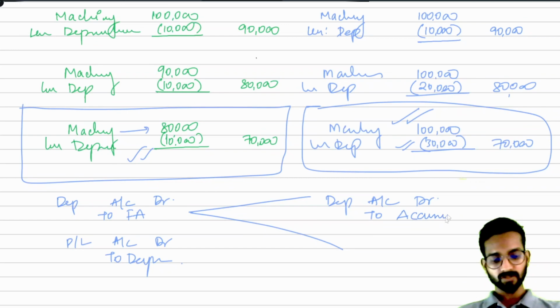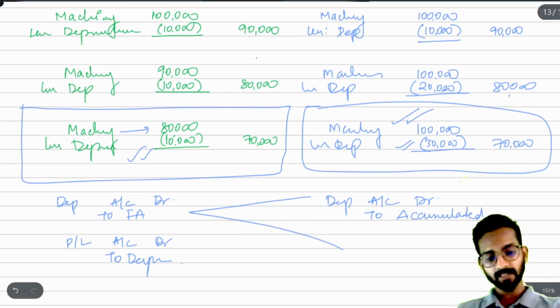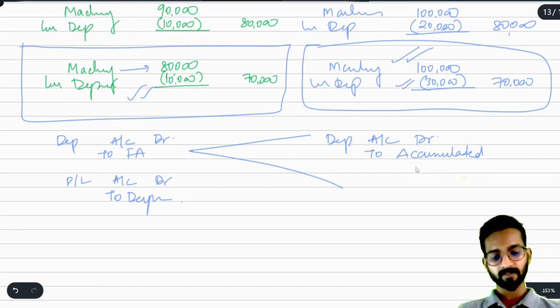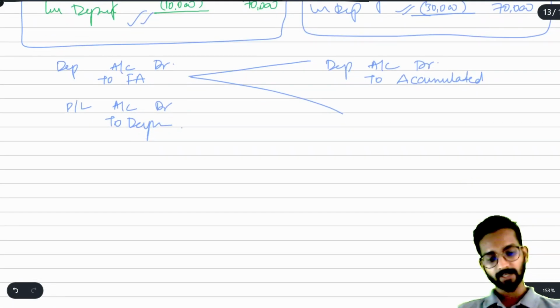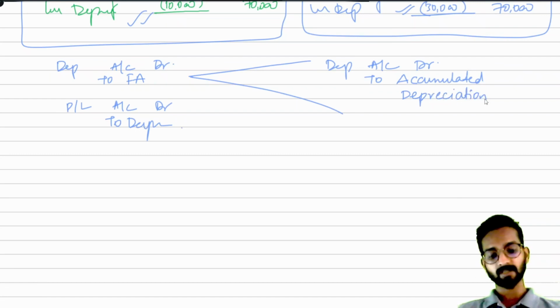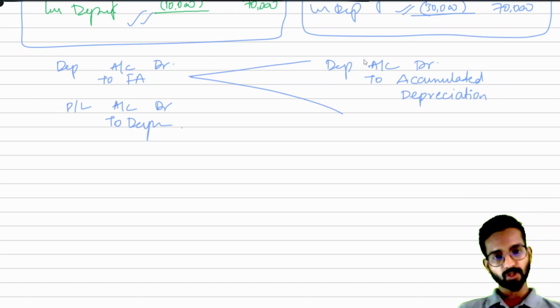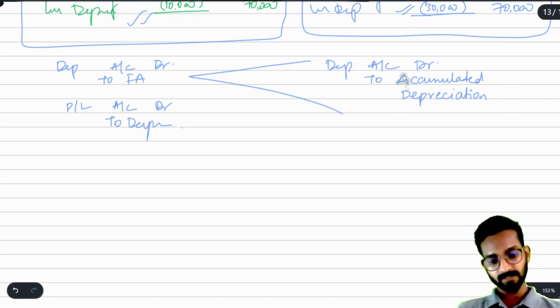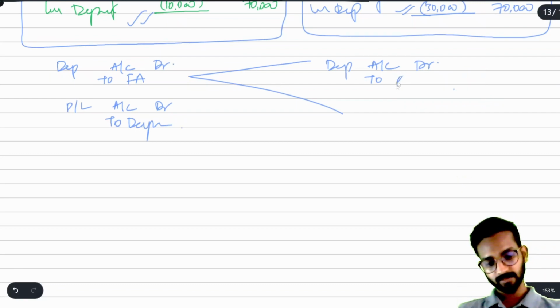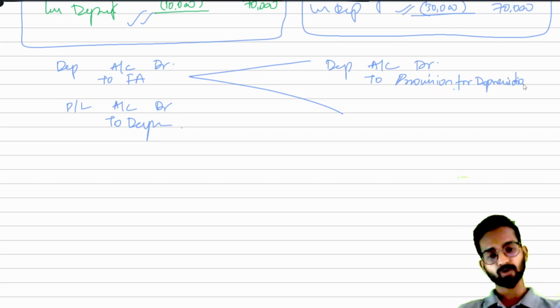Okay, check. Depreciation account debit to accumulated depreciation, because we are accumulating or totaling every year whatever is our depreciation. So you are accumulating the balance of depreciation. That's why it is called accumulated depreciation. It means you are adding your depreciation every year. Depreciation to accumulated depreciation, but in 11th standard we use the name provision for depreciation. It means that only, which is accumulated depreciation only.